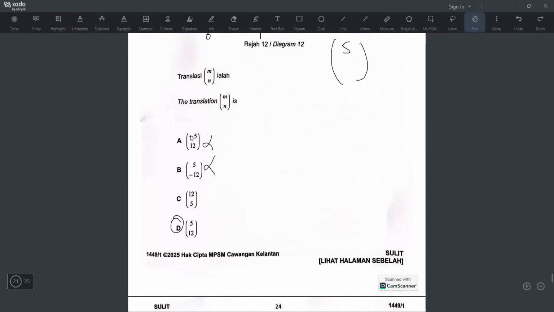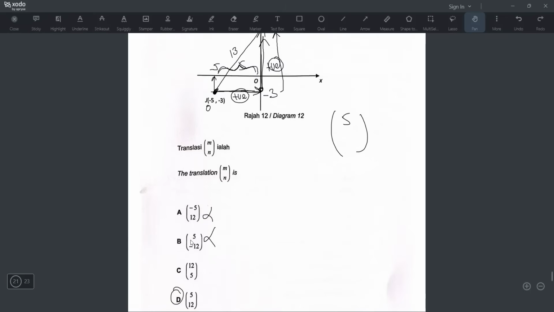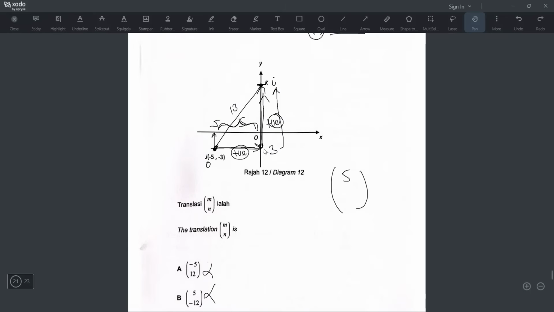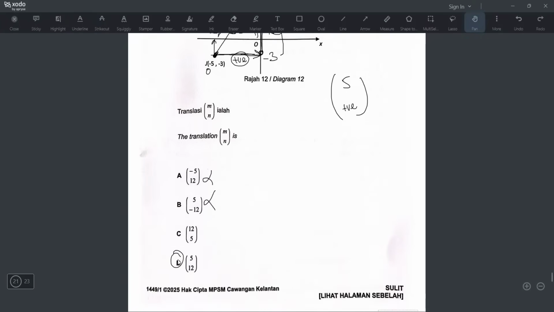It can't be this, because how can it be negative? You are going ke kanan ke atas. It should be positive, positive, right? The number atas should be positive. The number bawah should be positive also. So the only answer that makes sense is D lah.